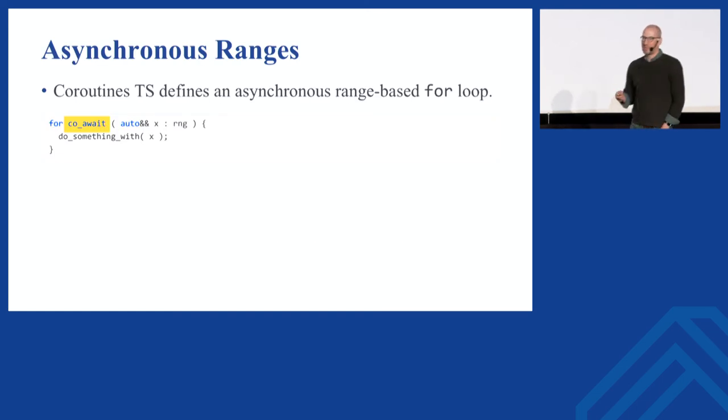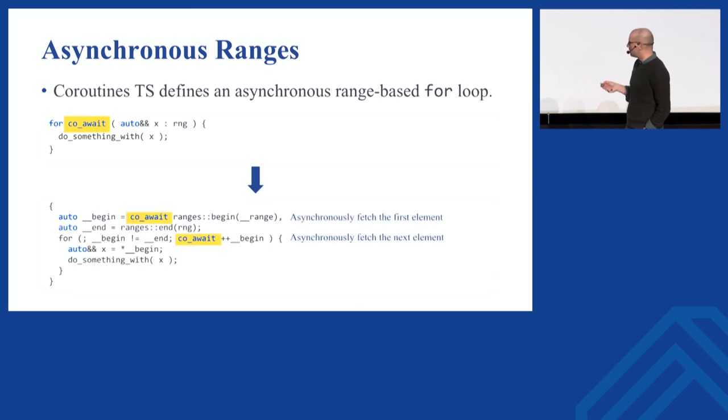So the coroutines TS defines a new kind of for loop. It's an asynchronous for loop. You can for co-await on whatever this thing is, and it's probably something that looks like a range, but isn't quite. So what happens? What is this code equivalent to? It's kind of equivalent to this.